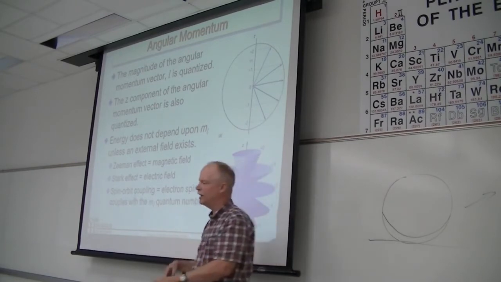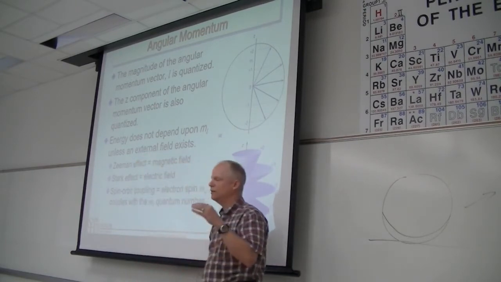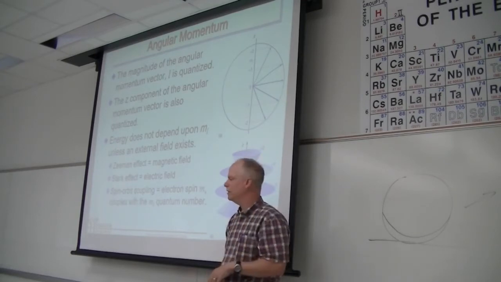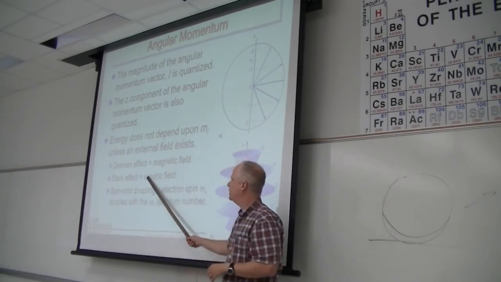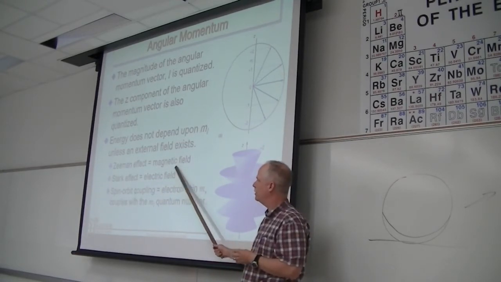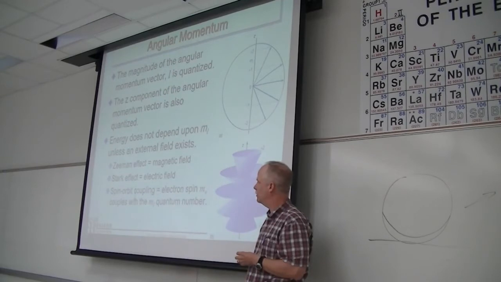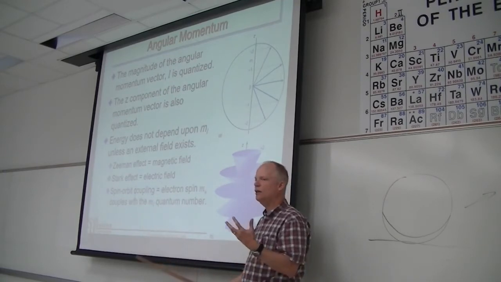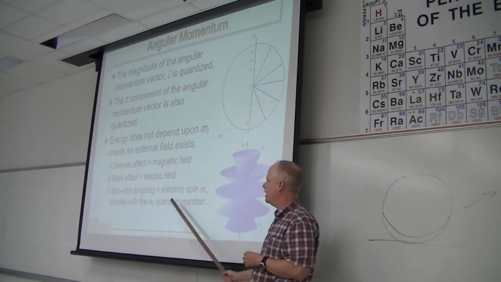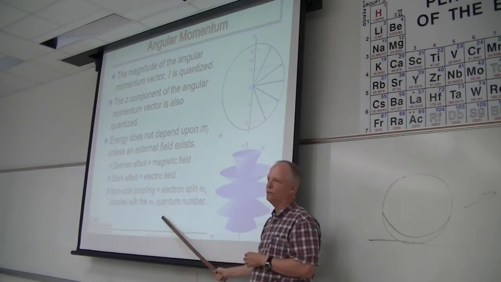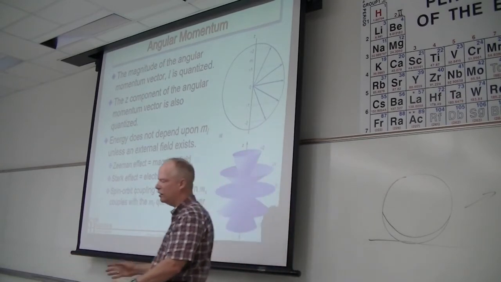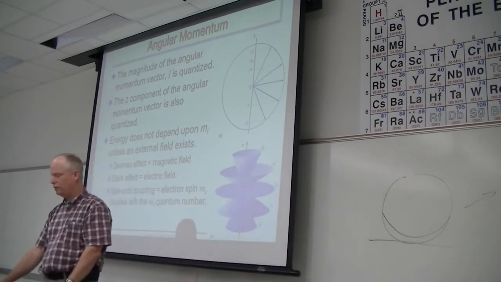They are quantized, and we can't see those quantum effects unless we put things in an electric or magnetic field. The Stark effect would be putting it in an electric field, the Zeeman effect would be in a magnetic field, and we can do spectroscopies associated with those things. We can also see it emerge in spin-orbit coupling, the electron spin coupling with the M sub L quantum number. We will get into that with term symbols. We're not into term symbols yet. We're going to do electron configurations first.